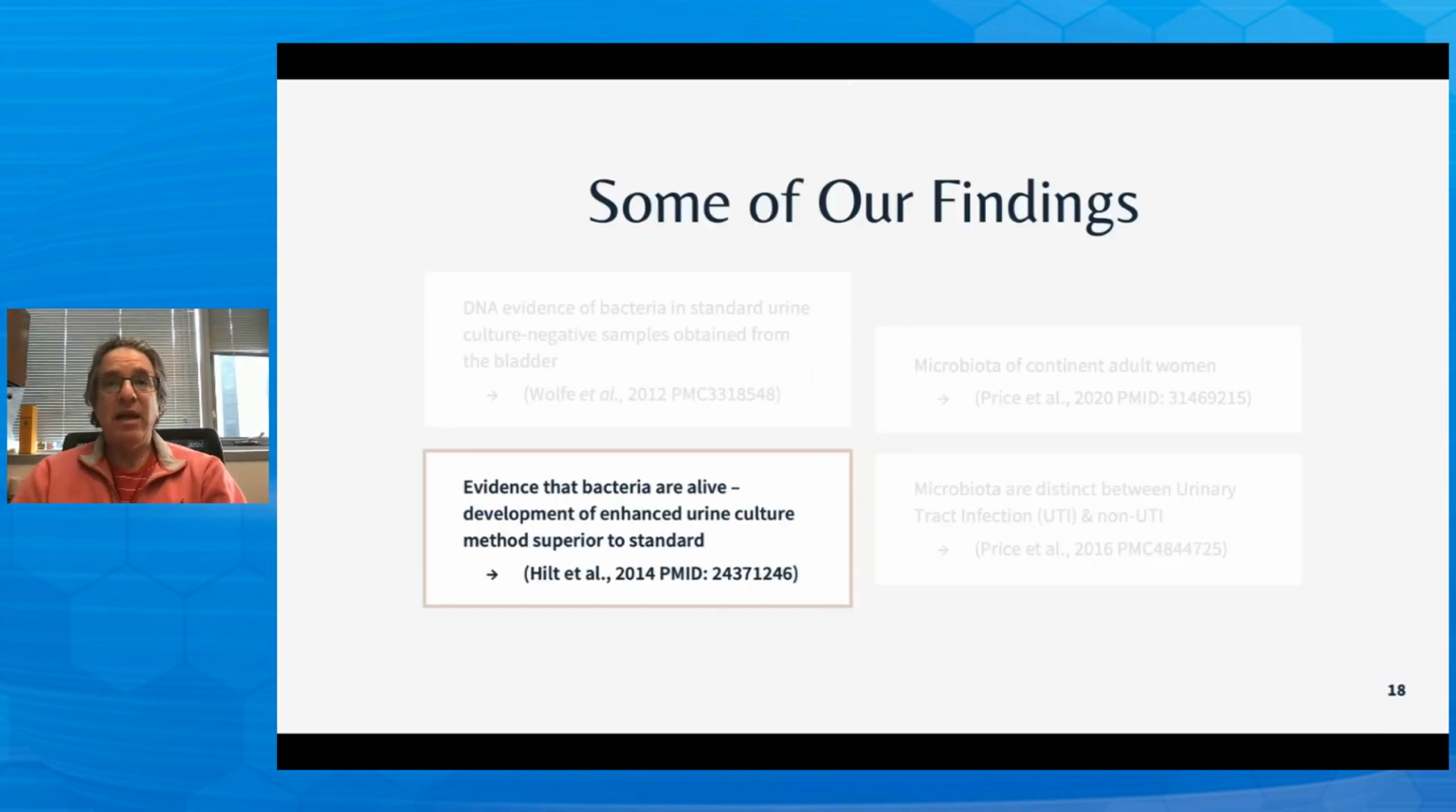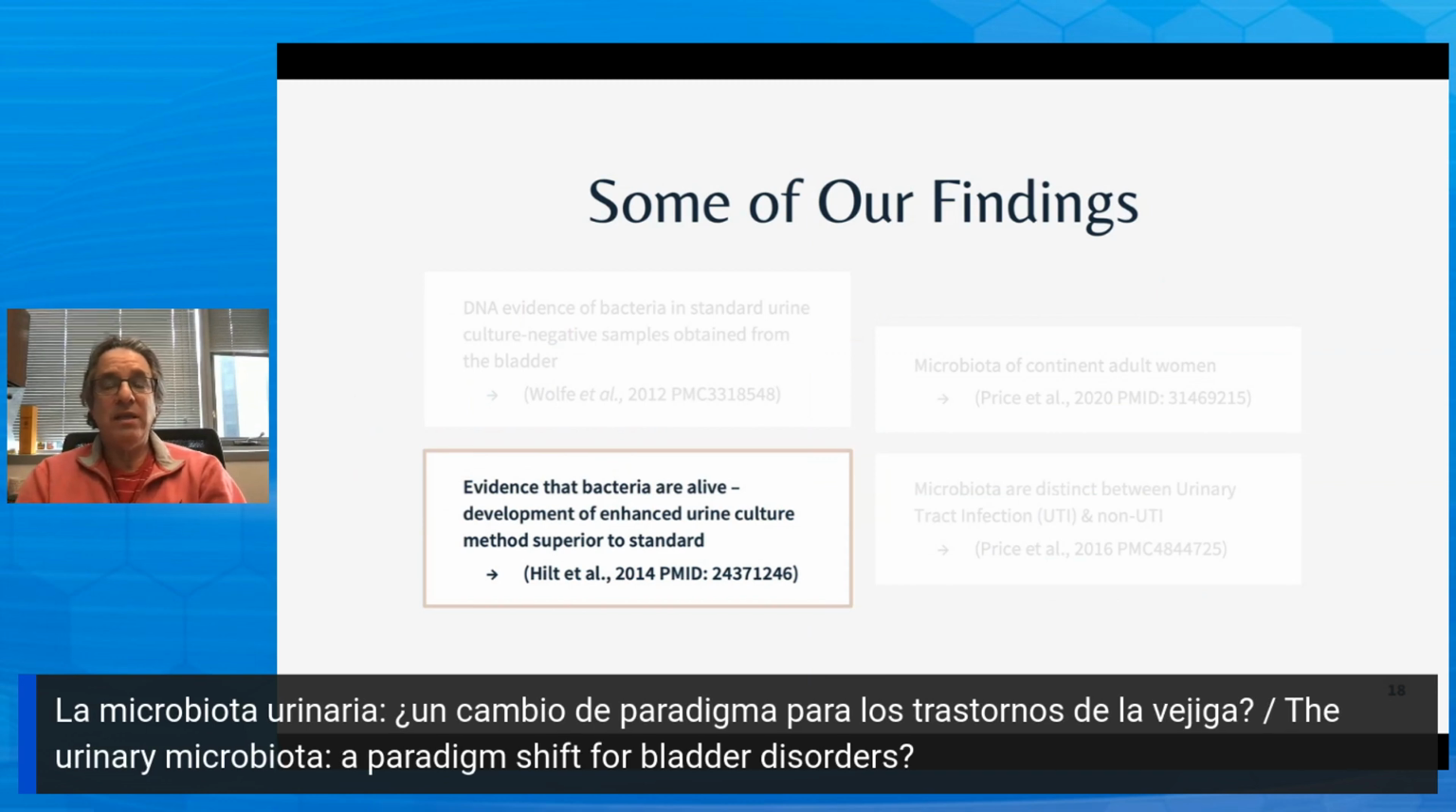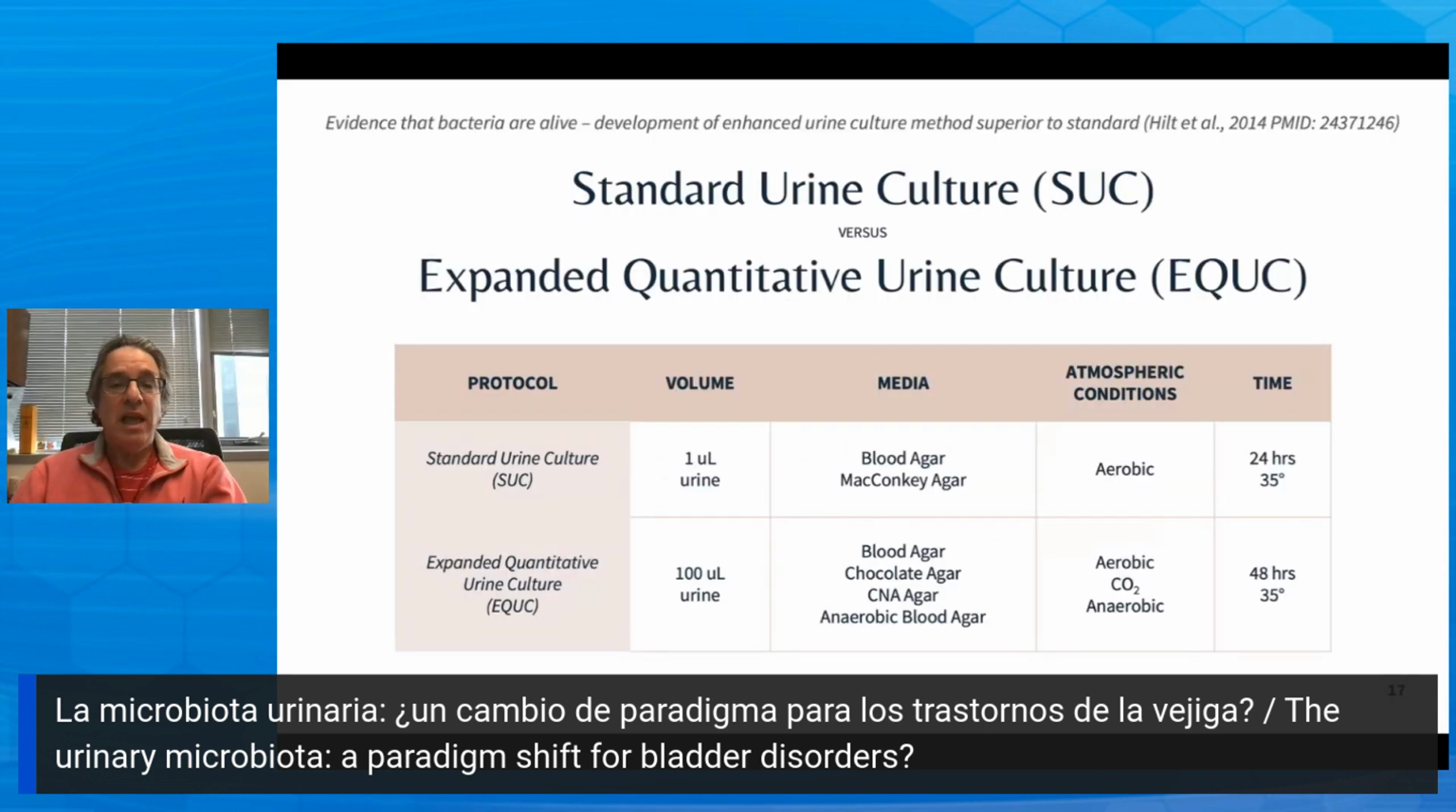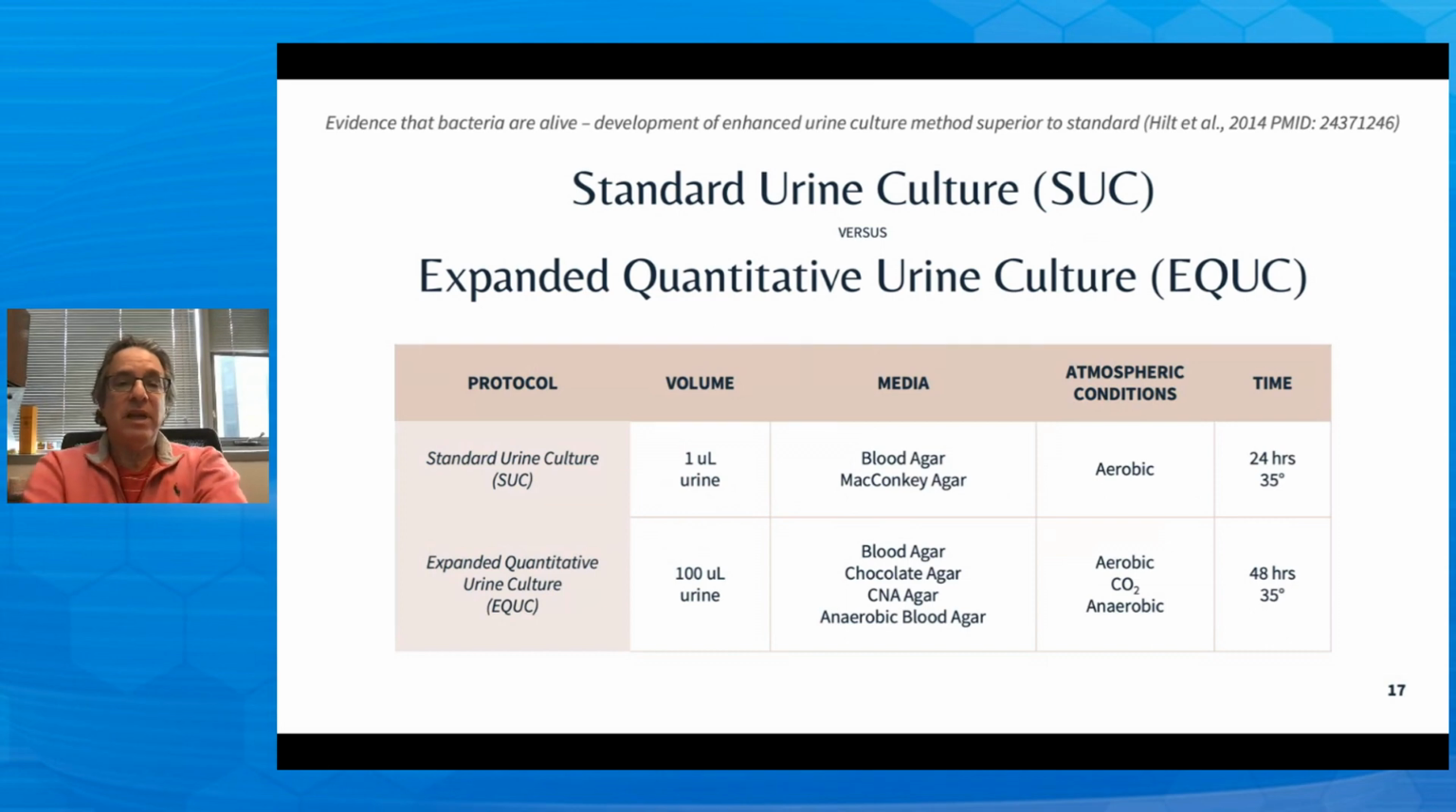So then the next step was to ask, well, geez, if we can see bacterial DNA in standard urine culture negative urines, can we grow those bacteria? At the time, Paul Schreckenberger was the director of our clinical microlab, and he was a big supporter, one of our first collaborators, and I urged him to develop a test, and he came up with EQUC, and we had a master's student by the name of Evan Hilt who established it. And this is the difference between standard urine culture and expanded quantitative urine culture.